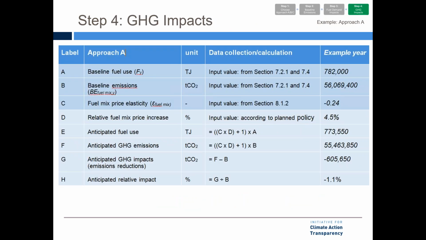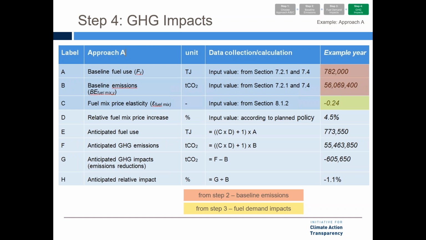After having done that, you can estimate the greenhouse gas impacts. You have some data from the first two steps, or from steps 2 and 3. So you have your baseline emissions, and you have the price elasticity, as you have seen before. What you also need is the line with the label D, which is the increase of the fuel price. In this case, it's 4.5. This is a fictive value. You need to know what the policy will be in the country.